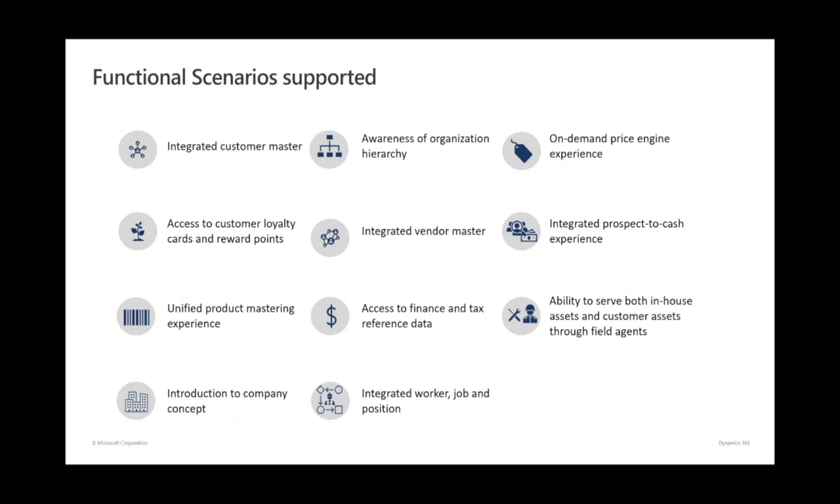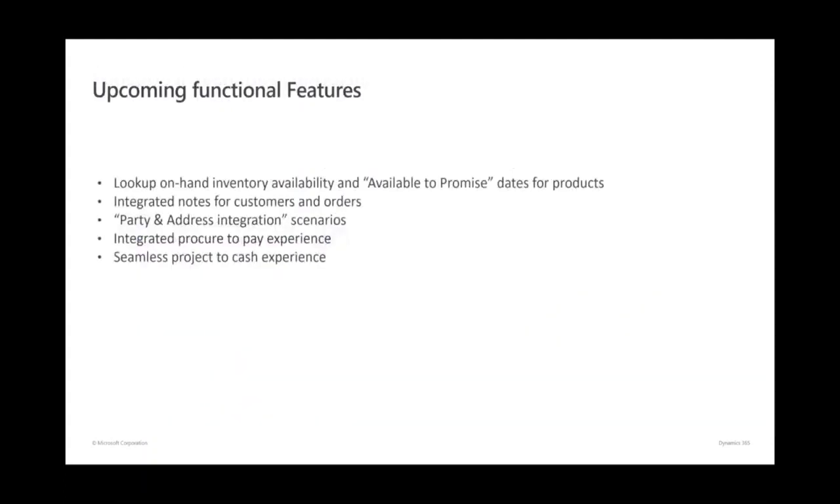At the end, I'd like to mention the integrated worker, job, and position scenarios, which are available for the human resources side of things. As I said, project operations is not covered, but we are going to work on the project to cash experience as well. So that's the last item in this list. The other functional features which are upcoming are a lookup of on-hand inventory availability and the available-to-promise dates for products. That is something we're working on.